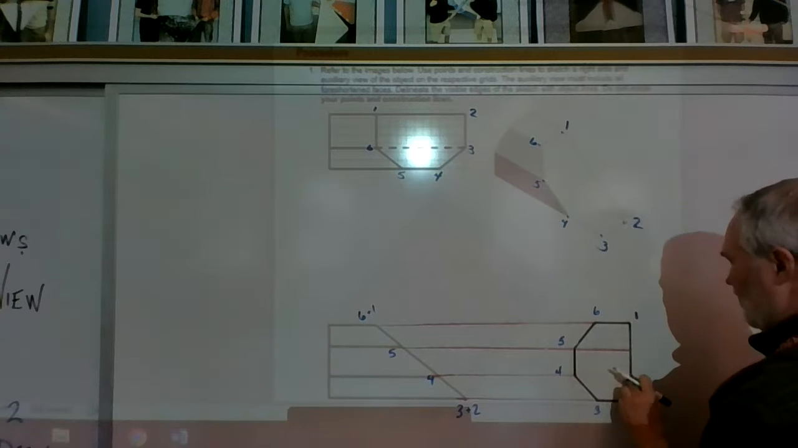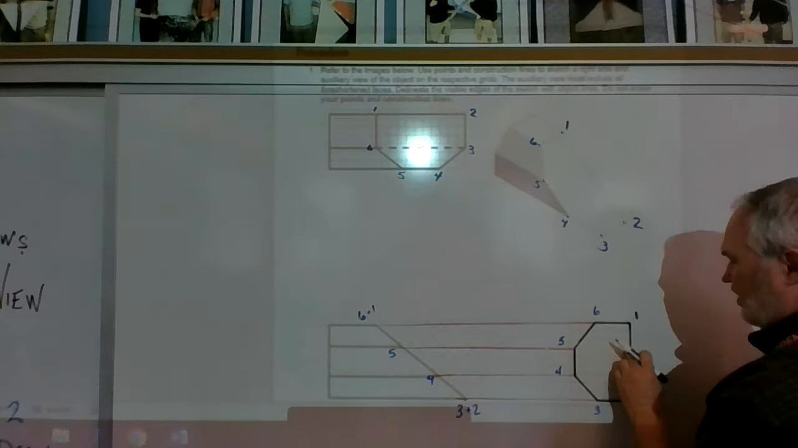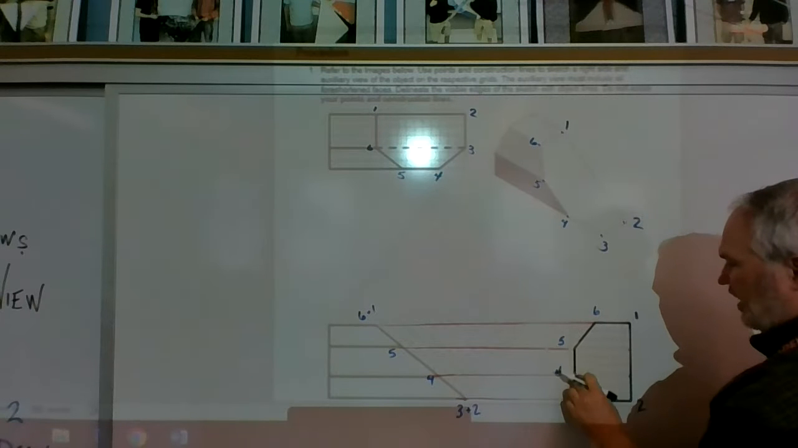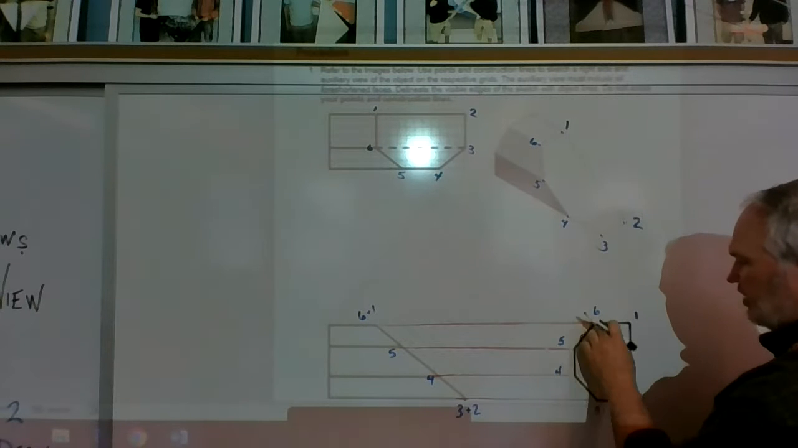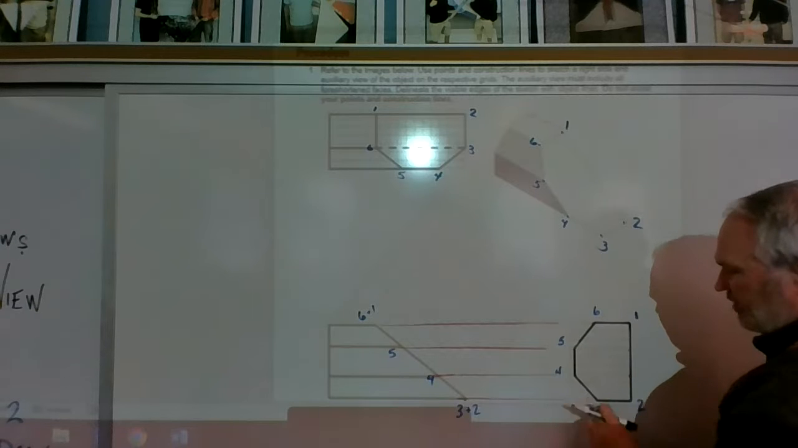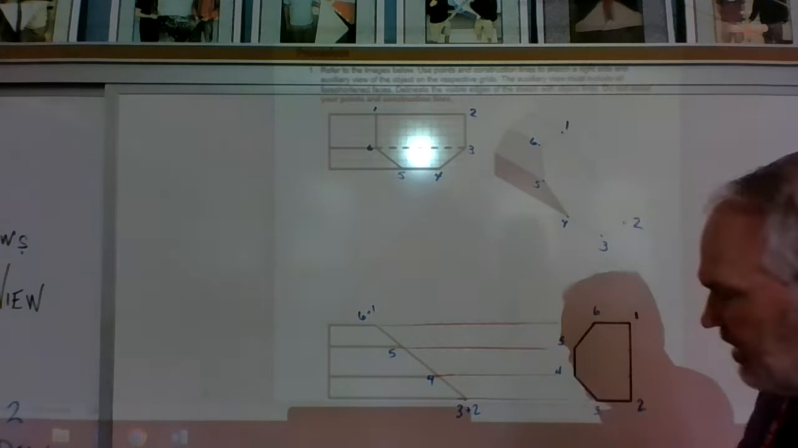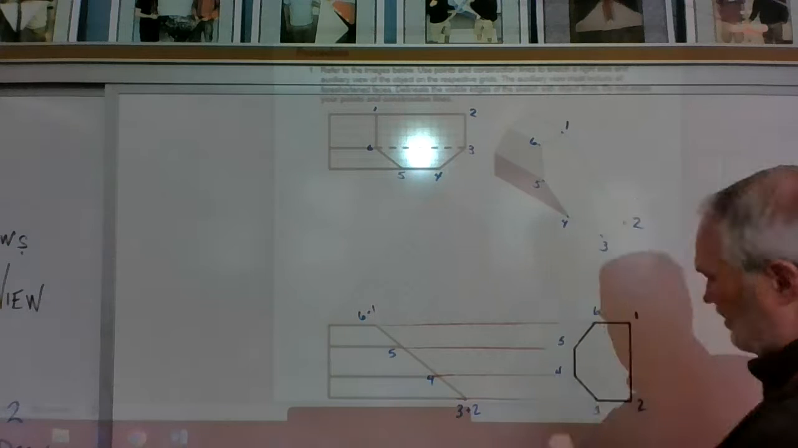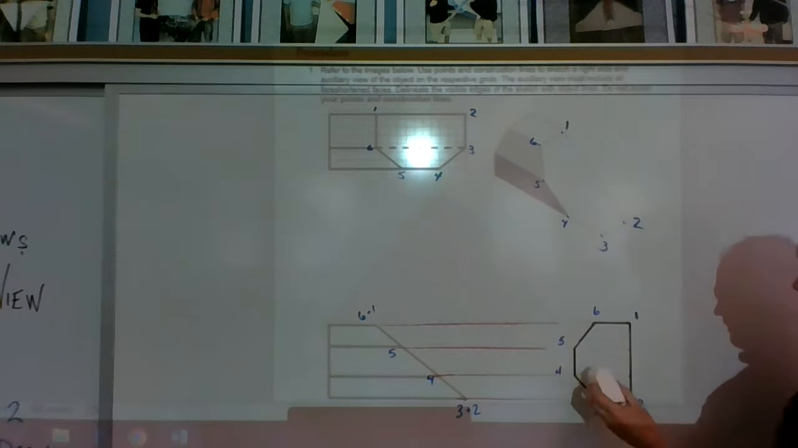I'm going to clean out my projection lines. If your projection lines are nice and light, you don't even have to bother. You can just leave them on there. They should be pretty light, but so the right side view of this object, all you see is this inclined plane, basically.